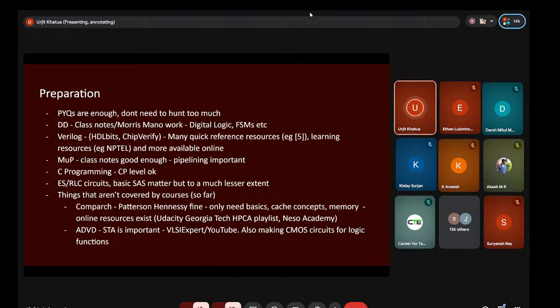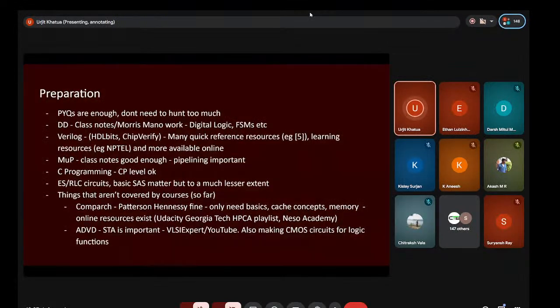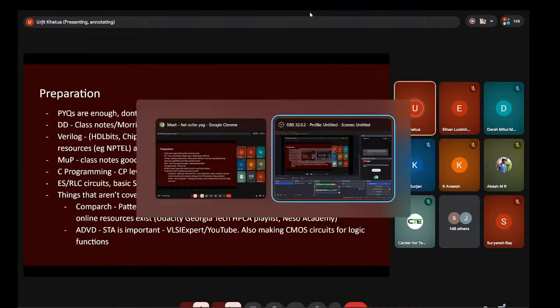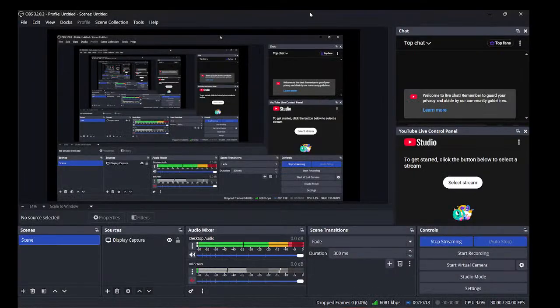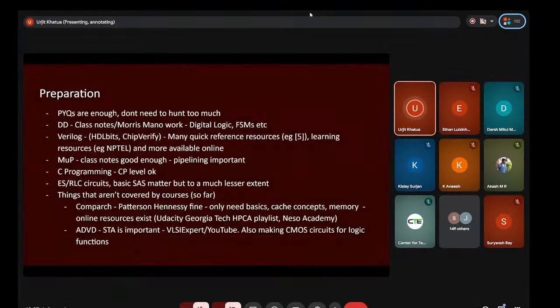There are some things that you haven't had courses for so far. Computer architecture is one of those, so I would recommend going through a few basic concepts. Patterson Hennessy is a textbook. There are actually two textbooks, but the more basic one is called Organization and Design. I think that works. You wouldn't need to go through the whole thing, just maybe the first chapter and whatever it says about caches and memory. There are also online resources.